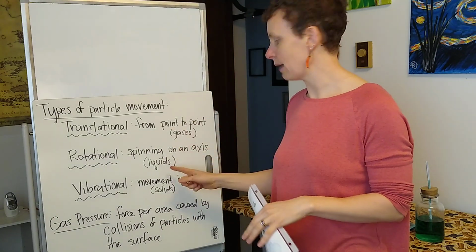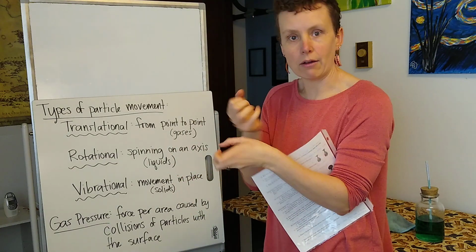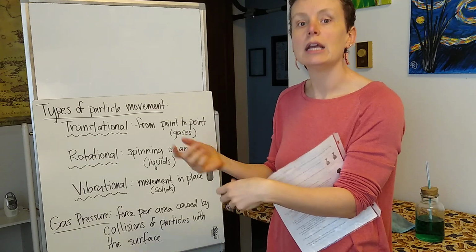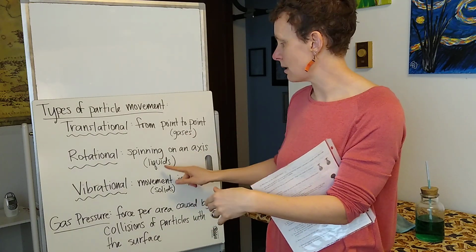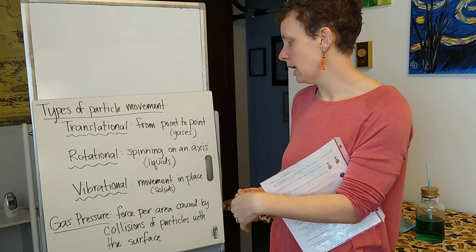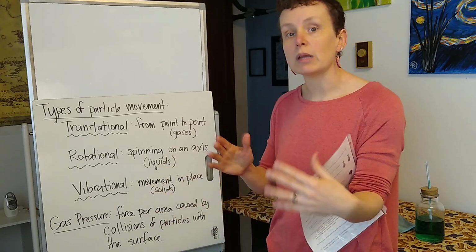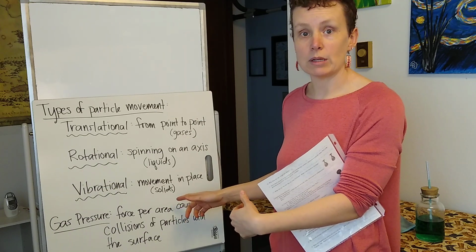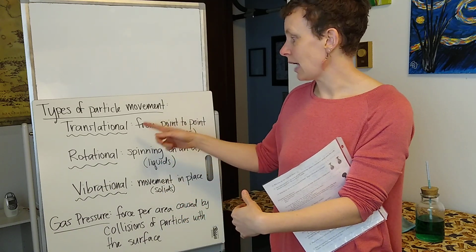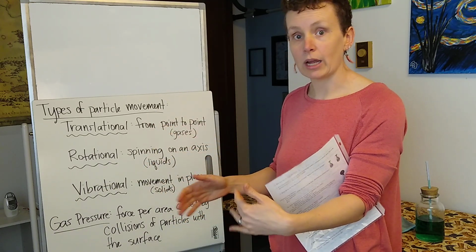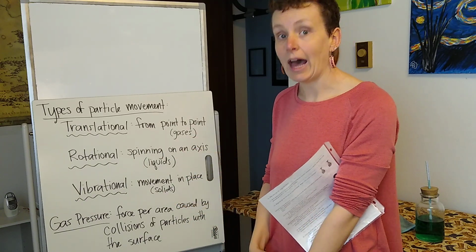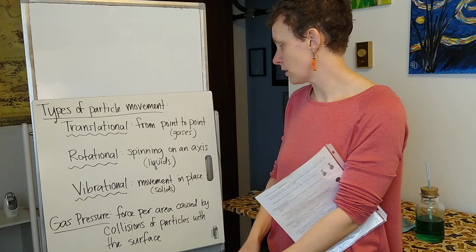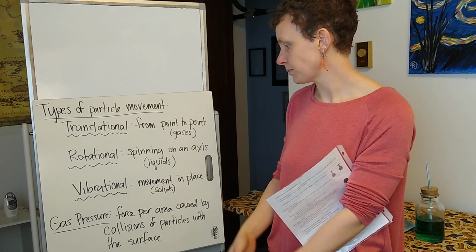Rotational, spinning on an axis. That's going to be what we're looking at with liquids, where they're kind of rolling around each other. So their major motion is going to be rotational movement. A little bit of translational, but this is the major motion for liquids. And then vibrational, again, movement in place. That's going to be what we see in solids. Now, again, gas particles and liquid particles can vibrate as well, but it's not as noticeable as the other type of movement that they have. Okay, so vibrational is our major movement in solids.